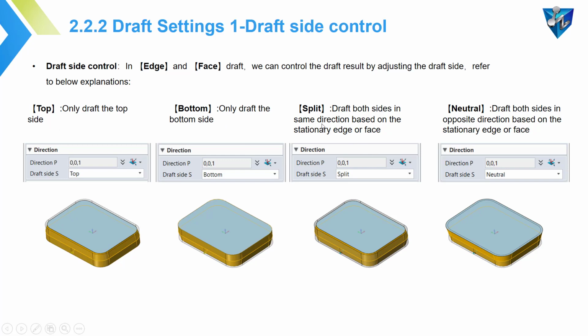Okay, and for the split, it will draft both sides in the same direction based on the stationary edge or face. And for the neutral option, which means it will draft both sides in opposite directions based on the stationary edge or face. Okay, now let's move over to the software to show you more details.